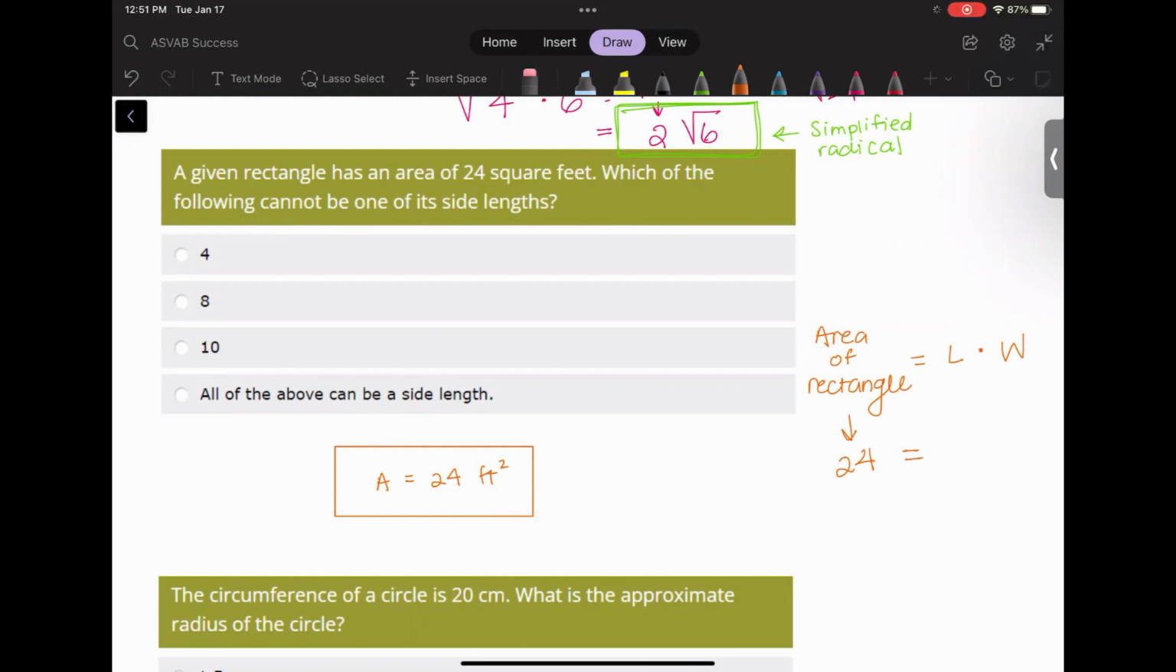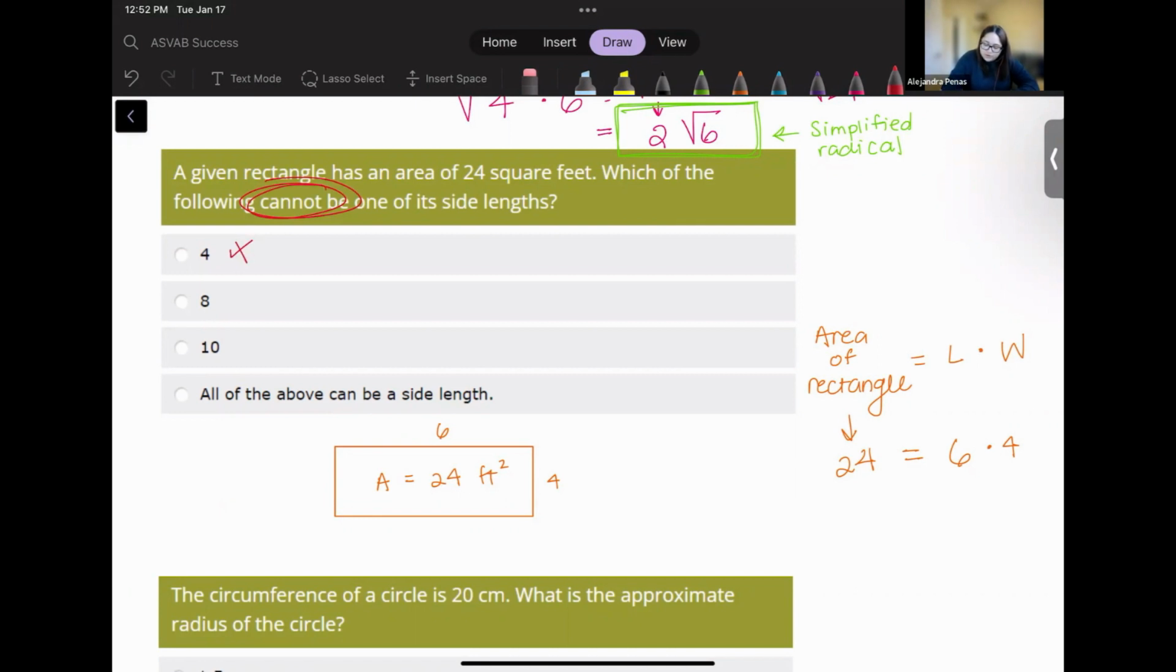6, 4. Okay, so 6 times 4, which means this could measure 6 and this could measure 4, and that works. So we know definitely 4 would work, so that's not going to be our answer because we're looking for the one that cannot be. So we know for a fact 4 is a possible answer, so no. I'm going to put an X next to it.